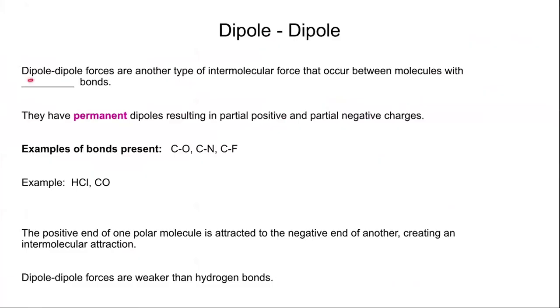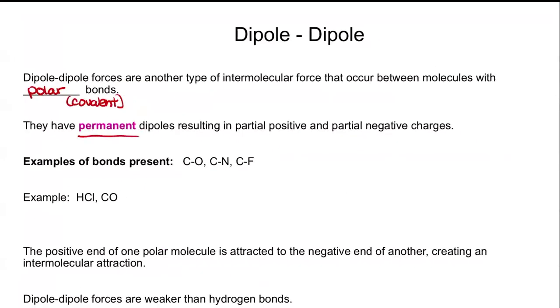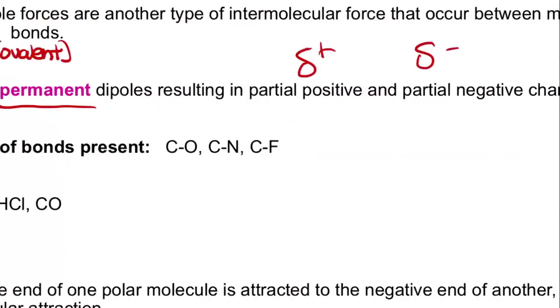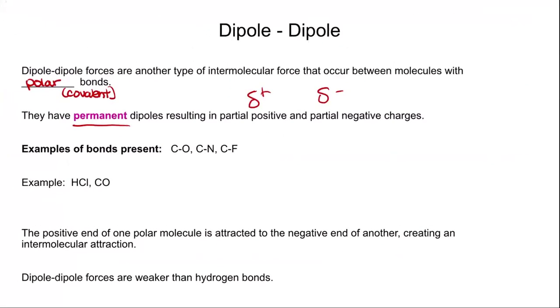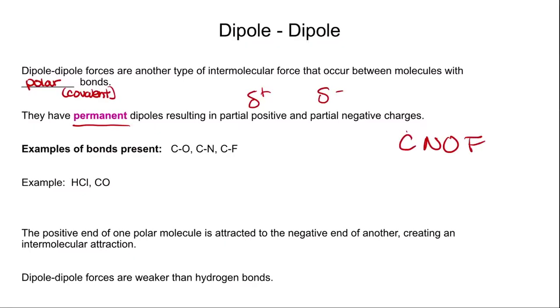Dipole-dipole forces are another type of intermolecular force that occur between molecules with polar covalent bonds. They have permanent dipoles that give me a partial plus and a partial minus. An example: carbon to oxygen, carbon to nitrogen, and carbon to fluorine. If I drew my little periodic table, CNOF, the difference between all of these is enough. Carbon to nitrogen, carbon to oxygen, carbon to fluorine, all of these are polar bonds.